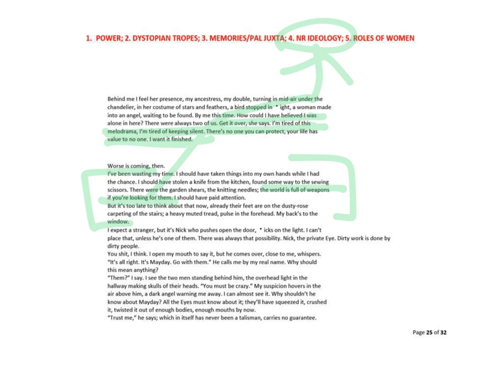Okay, so we're summoned into having to explain herself. I expect a stranger, but it's Nick who pushes open the door, kicks on the light. I can't place that unless he's one of them. There was always the possibility that Nick, the private eye, dirty work is done by dirty people. So she thinks she's being betrayed. But we get, it's alright, it's Mayday, go with them.